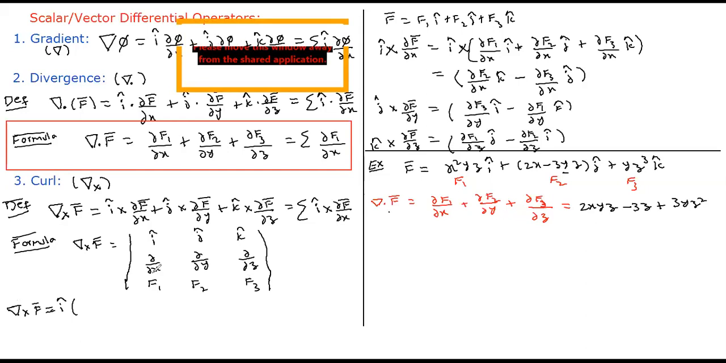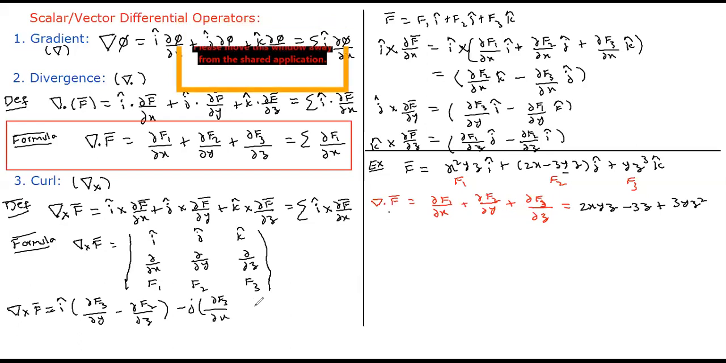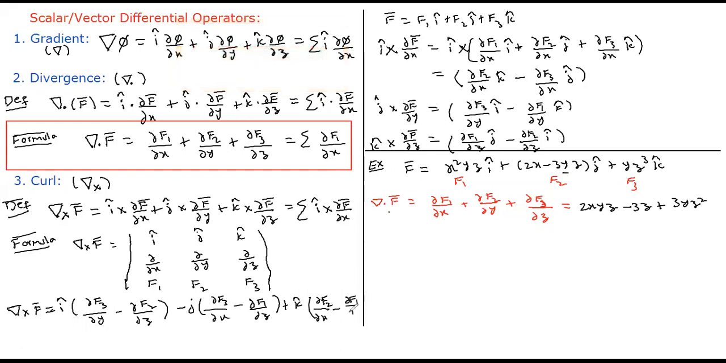i bar into dou f3 by dou y minus dou f2 by dou z, minus j into, apply this, dou f3 by dou x minus dou f1 by dou z, plus k bar into dou f2 by dou x minus dou f1 by dou y.